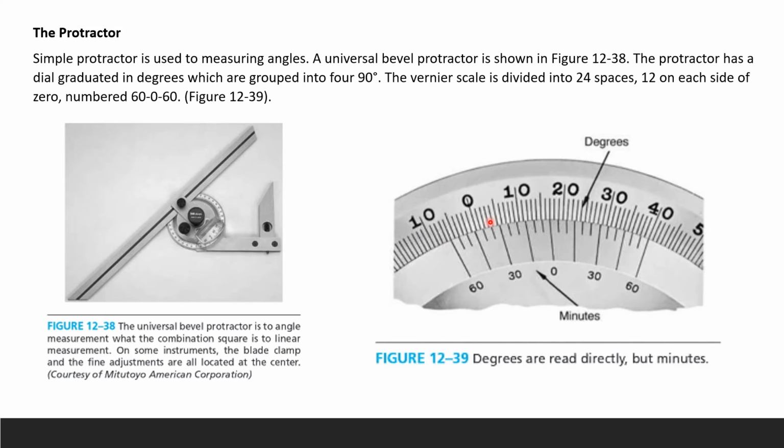Protractor, another instrument to measure angle. This is just a universal bevel protractor. It looks like that. It's kind of sophisticated. It's very different from our simple protractor. The protractor has a dial graduated in degrees, so it's all grouped into 360 degrees because it's a circle. The Vernier scale is divided into 24 spaces, so we have 12 on each side of your 0 right there, and they're in minutes. Here the dial is in degrees, the Vernier is in minutes, so they go 60, 0, and then back to 60.